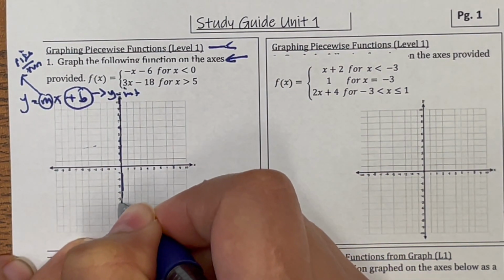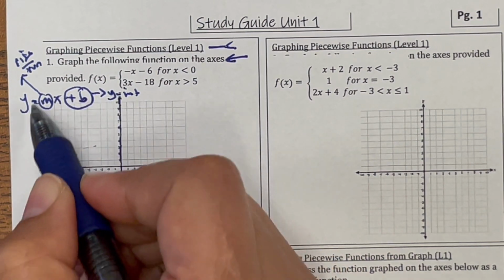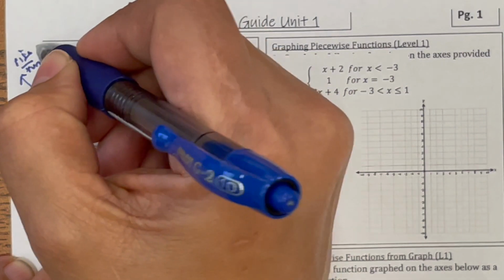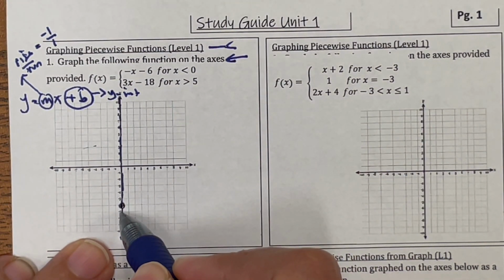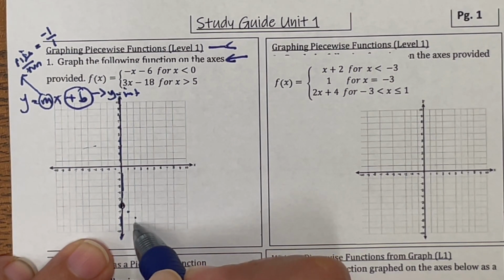So we're going to put a dot at -6, and the pattern is what? The y-intercept is -6, and my rise over run is -1 over 1, right? So that's going to be -1 over 1. I'm going to go down 1, right 1. This is the pattern: down 1, right 1, down 1, right 1.